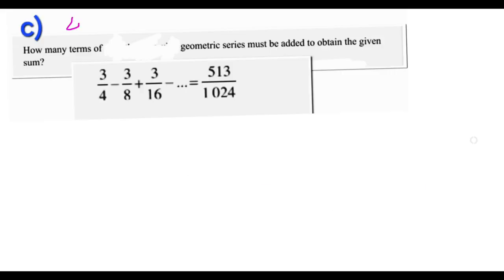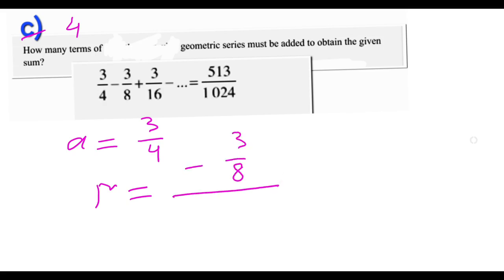This is question number 4, part C. He said how many terms of geometric series must be added to obtain the given sum. So this is the geometric series. So we need to equate with this one. Now identify the first term a and common ratio r. So the a we got 3/4 and the common ratio we got -3/8 over 3/4. I use my calculator. The answer is -1/2.